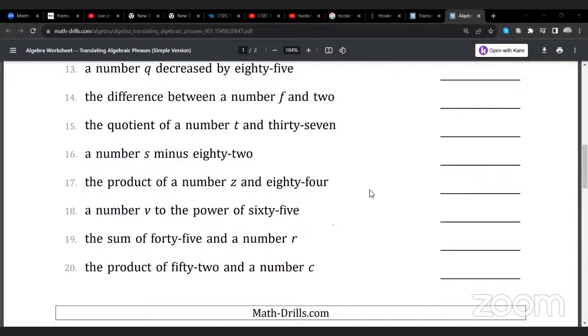Sean and Yanni can write the answer in the chat. Brianna, what's the answer for this one? The product of 52 and the number C. Say that again, which number is this one? We're at number 20. All right, Krishan, correct. Krishan wrote his answer in the chat. That's correct. Brianna, the product of 52 and the number C.